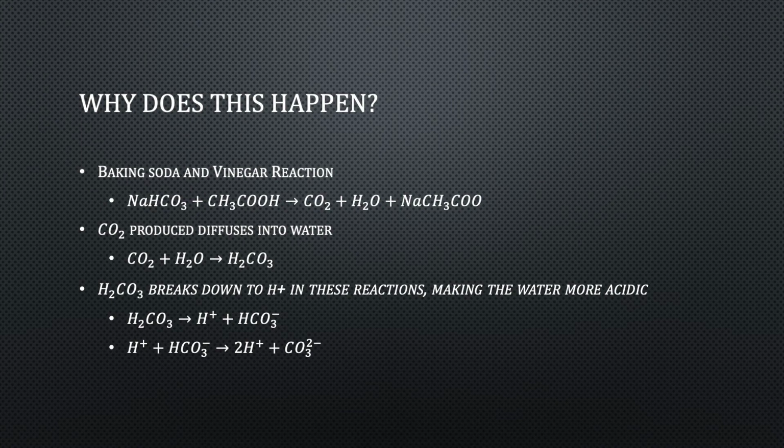So why do all these chemical reactions occur? So first, the baking soda and vinegar reaction. The sodium bicarbonate from the baking soda reacts with the acetic acid from the vinegar, and it produces carbon dioxide gas, water, and a byproduct of the two. The carbon dioxide that is produced in this reaction then diffuses into the water at the bottom of the cup through this reaction here and produces carbonic acid. The carbonic acid then breaks down into H+ ions, which all acids do, and it increases the acidity of the water by adding more hydrogen ions.